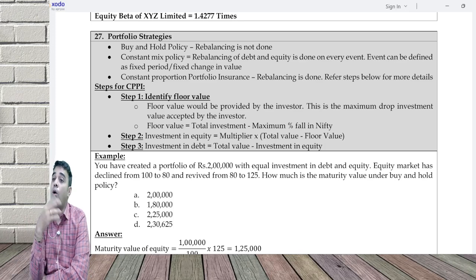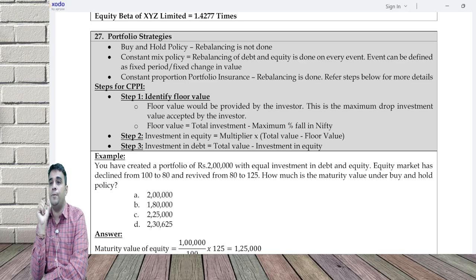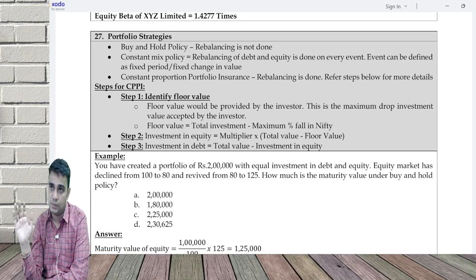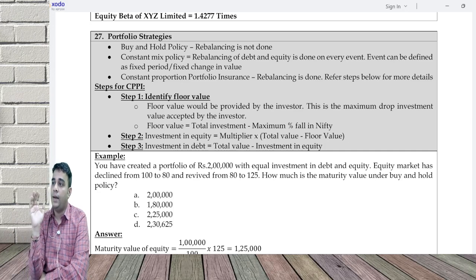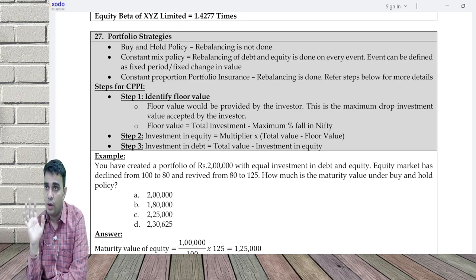What is CPPI's opposite? CPPI says I have something called a floor value. What is the floor value? Below this, I cannot allow any loss. Let's assume you have 10 lakh rupees. Your floor value is 8 lakh only. That is, my portfolio should never go below 8 lakh.